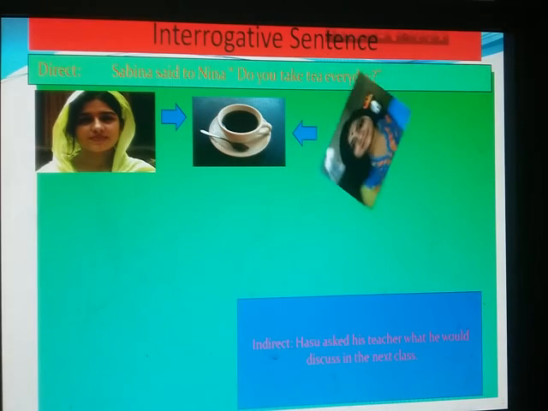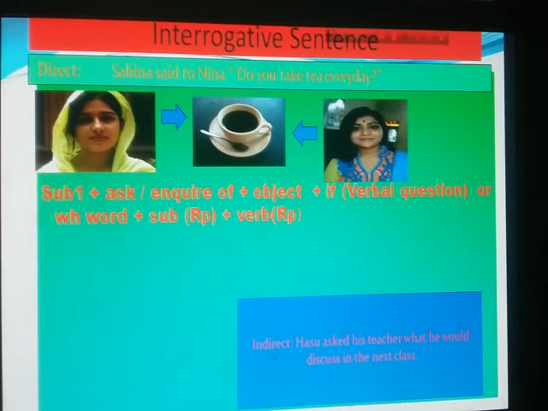So how can we change the narration of an interrogative sentence? At first, subject 1, that means the subject of the reporting verb. Then in place of said to, we use ask or inquire of according to tense, plus object, plus if. If the question is a verbal question, then if is used, or if the question is a WH question, then if is not necessary, just use the WH word. So verbal question, that means the question beginning with a verb, plus subject 2, that means the subject of the reported speech, plus verb, that means the verb of the reported speech. Okay. Example, indirect narration. Sabina asked Nina if she took tea every day. I have used asked in place of said to. I have used if in place of the inverted comma.